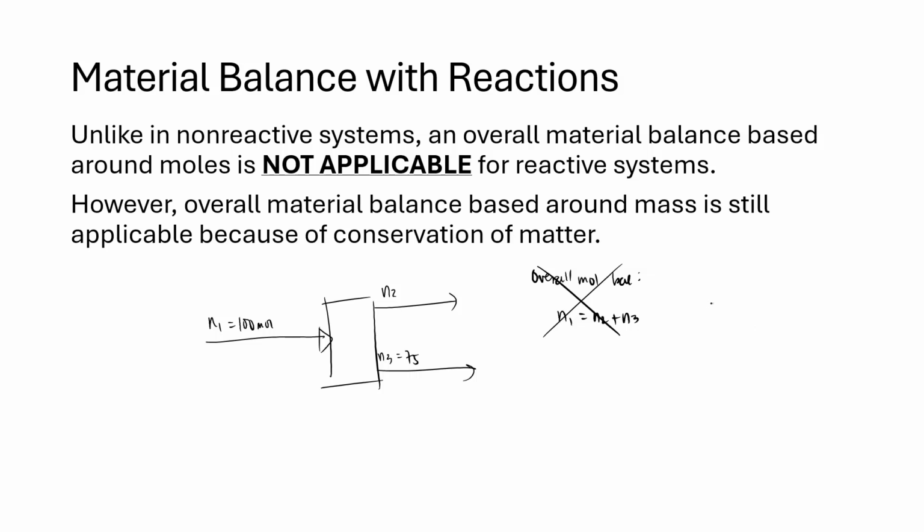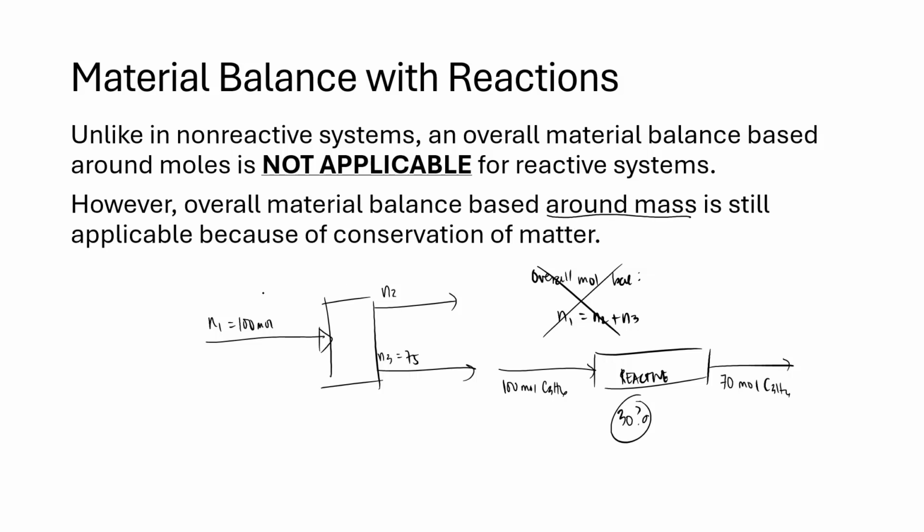Because for example, the acrylonitrile example, I have 100 moles here of C3H6, and then leaving there will just be 70. So where did the 30 go? Diba? So it doesn't make sense. So we can't do overall mole balance in reactive systems. Although you could still do material balance based around mass, because mass is always conserved.